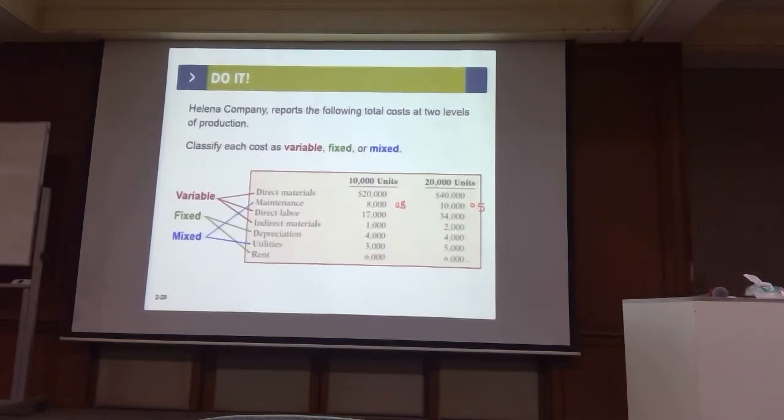Similarly for utilities, if you compute utility cost per unit, you will get a different number as well. One is 0.3 and another one is 0.25. So the per unit cost is not the same. So these two are the mixed cost.